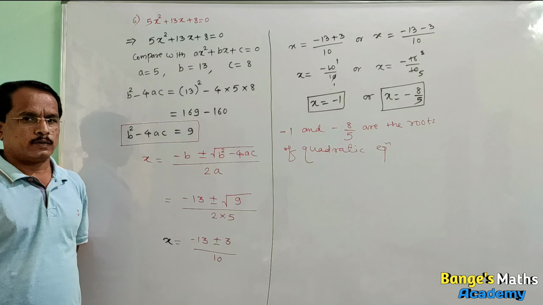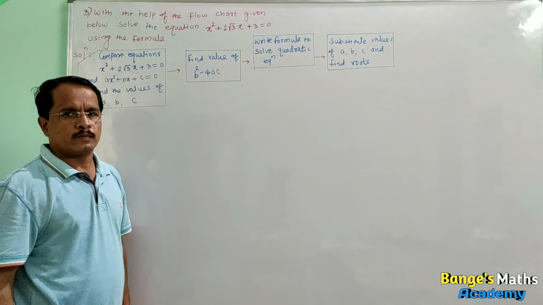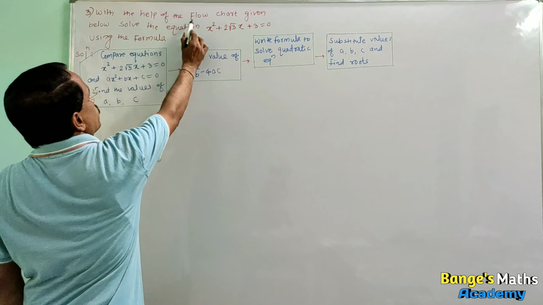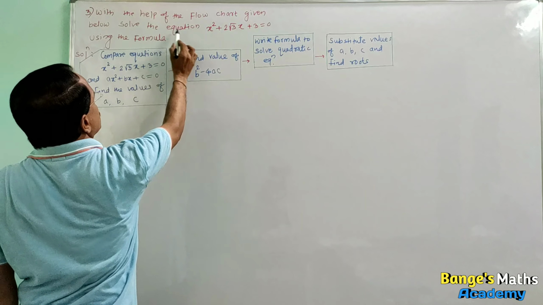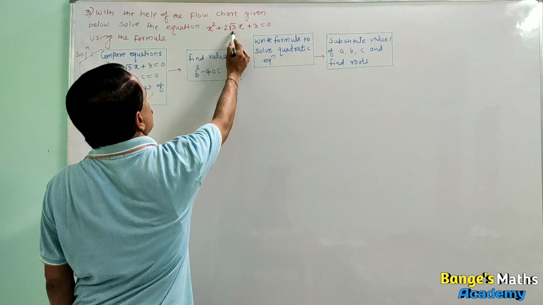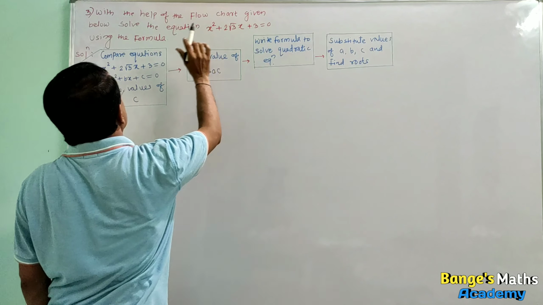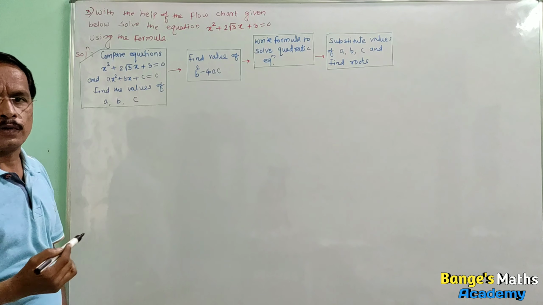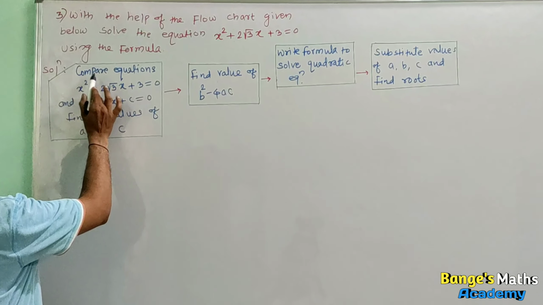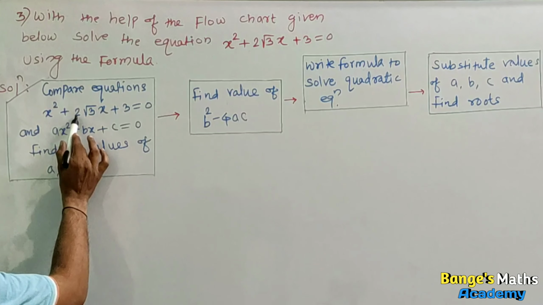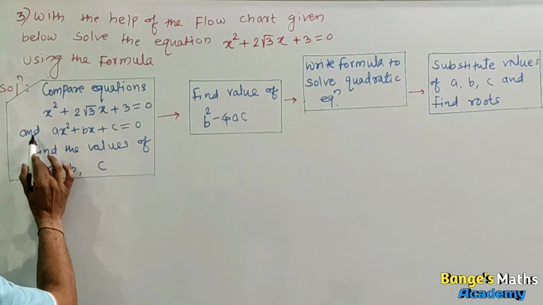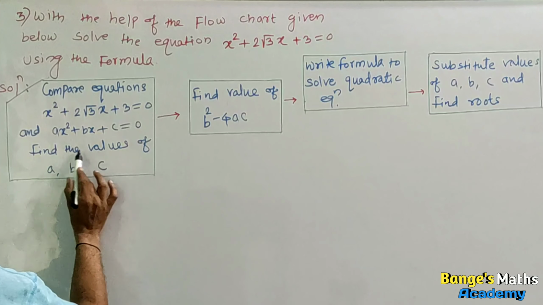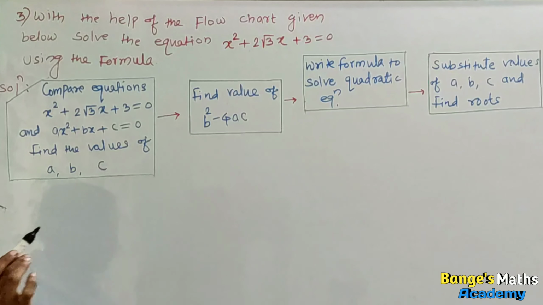Write down the given example or take a screenshot. Third question: with the help of the flow chart given below, solve the equation x square plus 2 root 3x plus 3 is equal to 0 using the formula. Some steps are given. In the first step, compare the equation x square plus 2 root 3x plus 3 is equal to 0 with ax square plus bx plus c is equal to 0. Find the values of a, b and c.